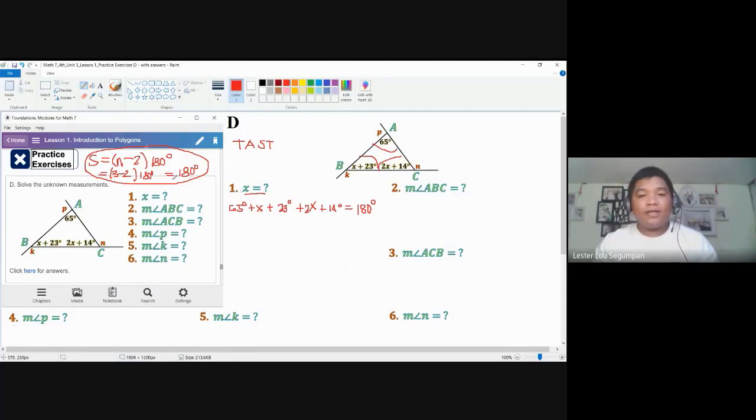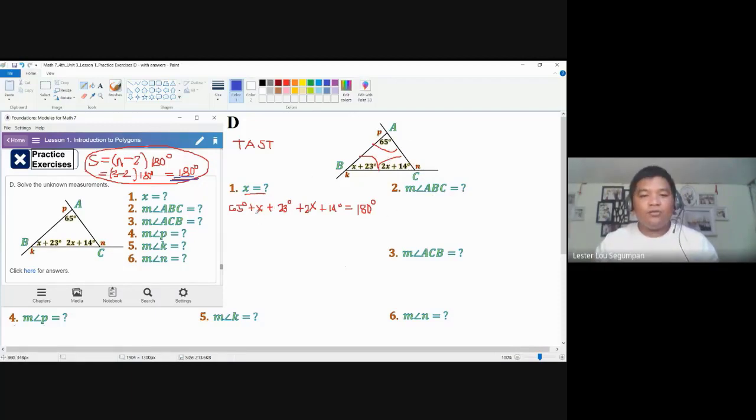It's not all the time 180 degrees. I just like to make a clarification. We use 180 degrees here because our polygon is a triangle. If our polygon is a quadrilateral, a pentagon, a hexagon, or another type of polygon, we need to solve first for the sum of the interior angles, and then use that sum to solve for the interior angles in the given.